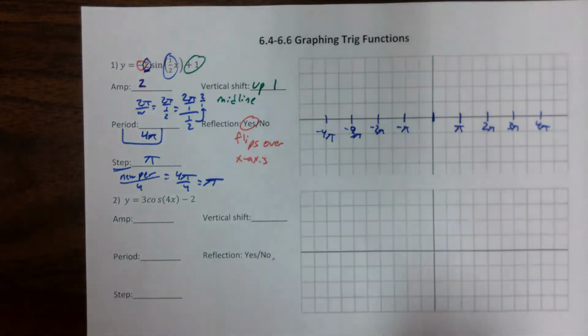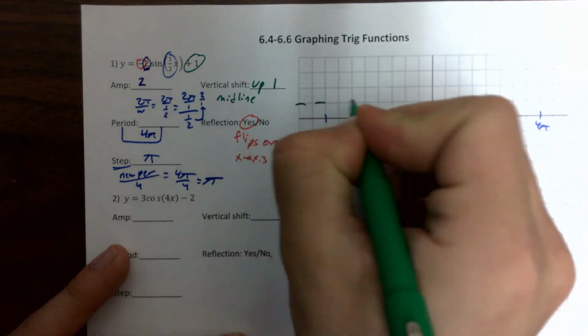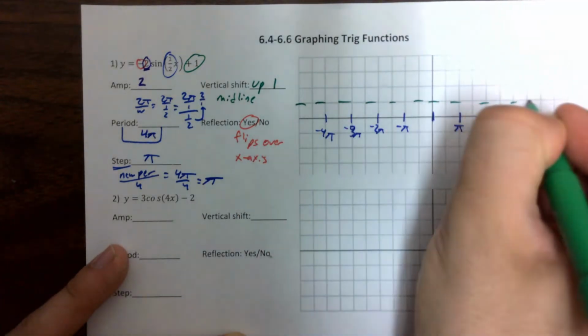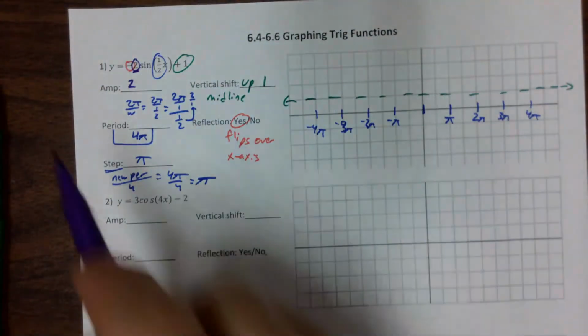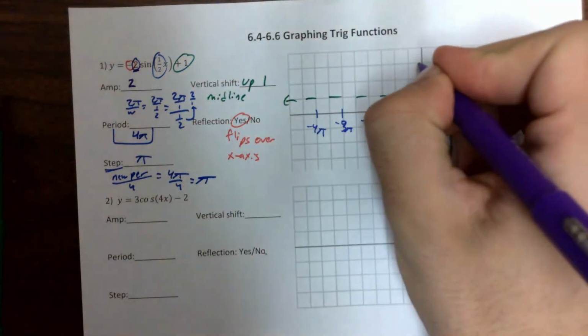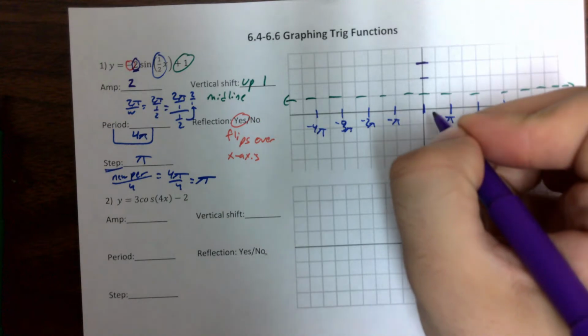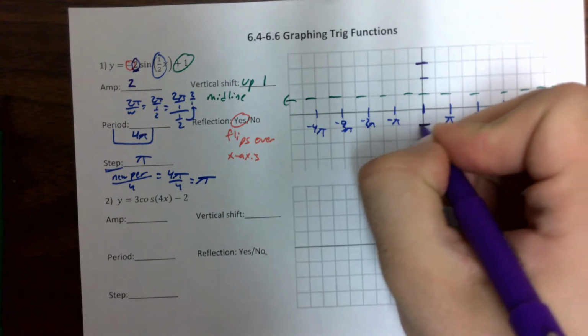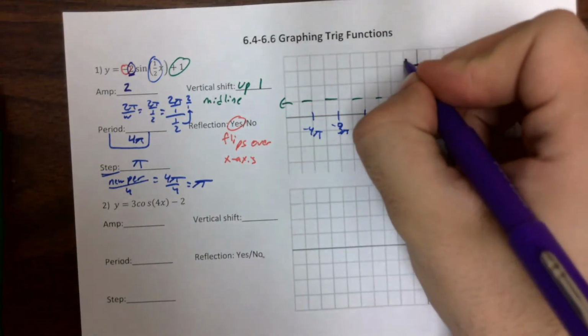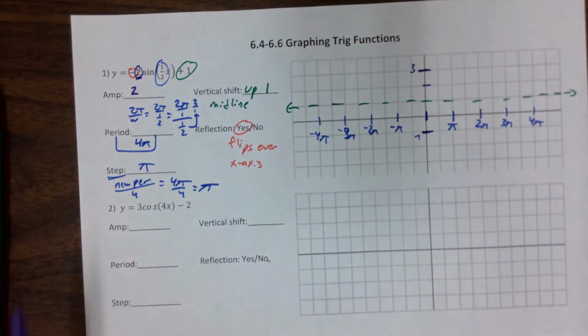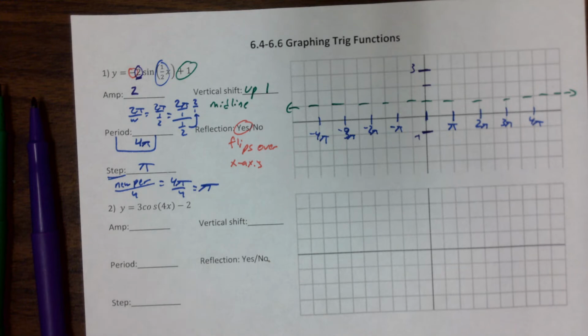My midline has been shifted up 1, so I'm going to be at positive 1 now. I have an amplitude of 2, so that's going to go 1, 2. So my max is actually going to be positive 3. My min, I'm going to go down to negative 1 here. And now let's go ahead and plot our points.